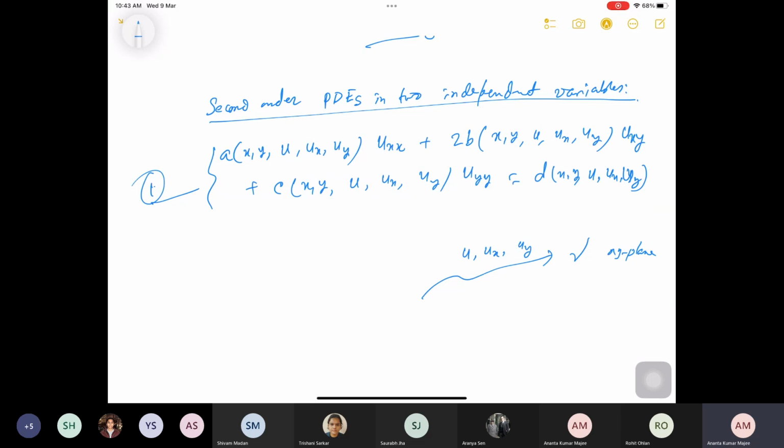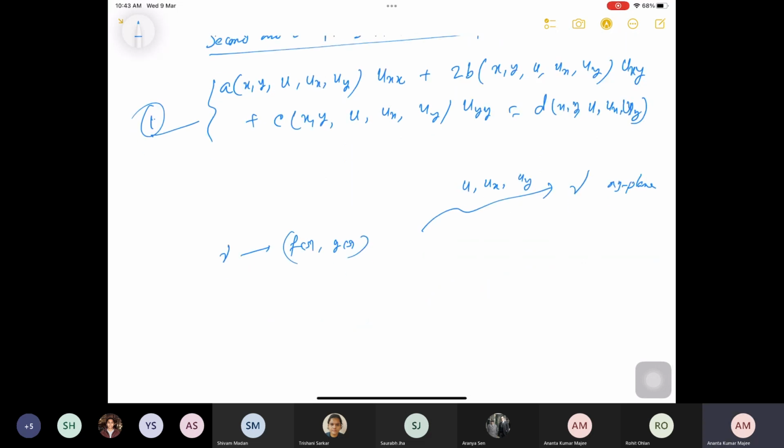So now if you parameterize your gamma, say f of s and g of s, then you can prescribe the Cauchy data, which is u equal to say h of s, and ux equal to say p of s, and uy equal to psi of s. Okay. So in general, this is the Cauchy data along gamma.